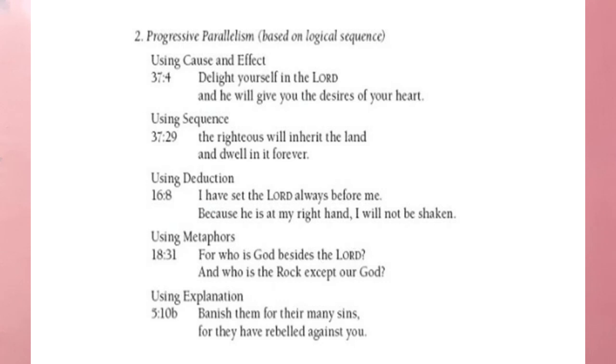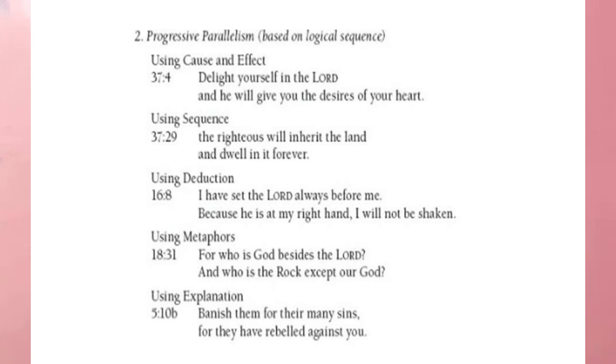Another example for progressive parallelism is using the metaphors. Psalms 18 verse 31. For who is God besides the Lord, and who is the rock except our Lord? Here God is compared as rock. So it is a metaphor used here. This is also an example for the parallelism, progressive parallelism.